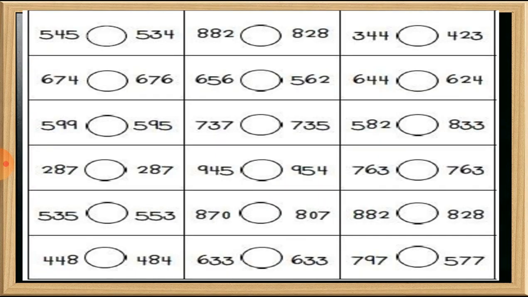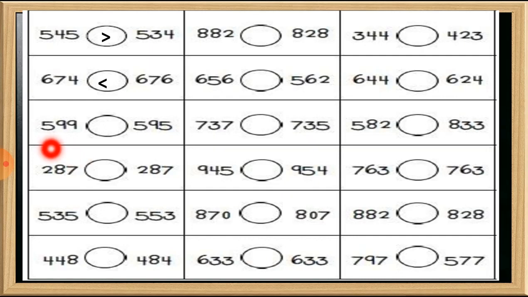Let's see some examples. Here is 545 and here is 534. Which number alligator will eat? The number 545 will eat. Next one, 674 and here is 676. So which is the big? So the number 676 is a big one.